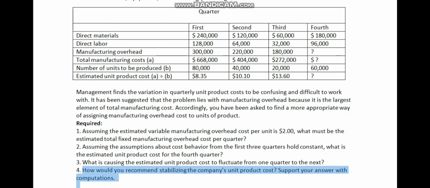Now let's jump to requirement number 4. How would you recommend stabilizing the company's product unit cost? It means we need to stabilize it. It should be constant in every quarter. Let's try it out.